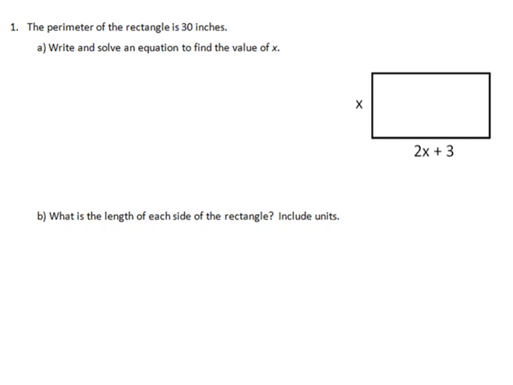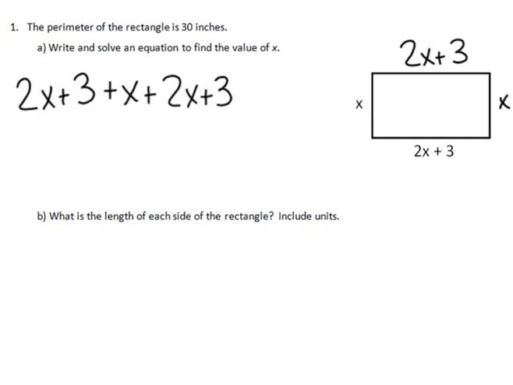We're going to write and solve an equation to find the value of x. So we're going to begin by labeling the sides that we don't know, and then we can use that to set up an entire expression for the first half of the equation. So I'm going to have 2x plus 3 plus x plus 2x plus 3 plus x, and altogether that needs to equal 30. I'm going to begin by combining like terms.